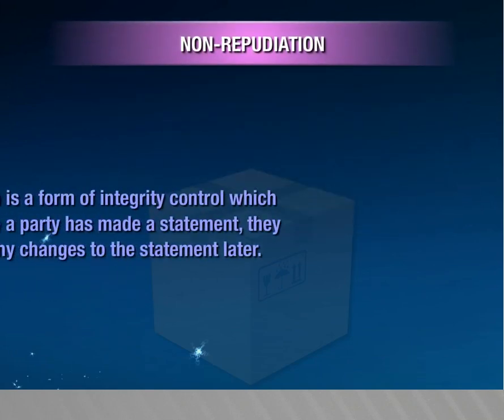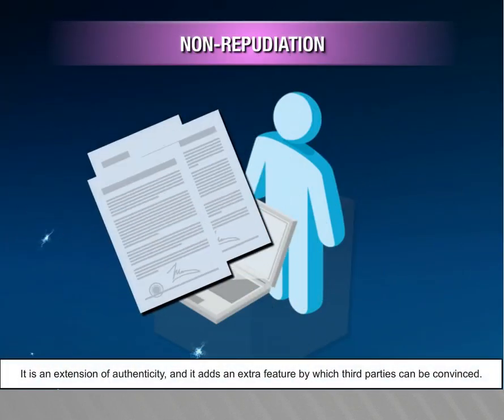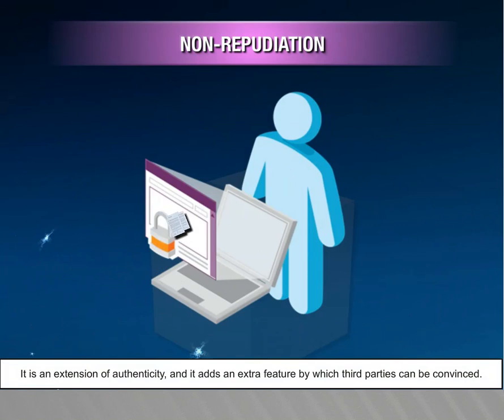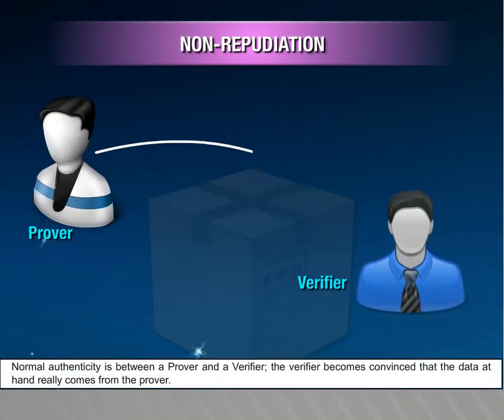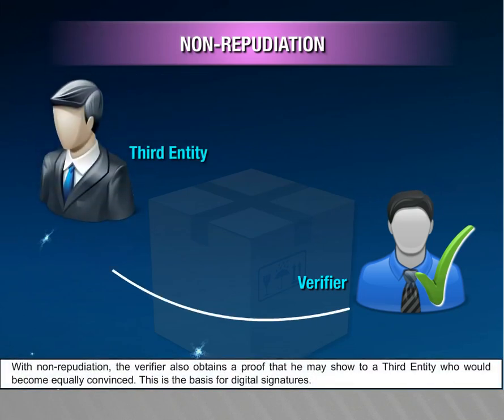Non-repudiation. Non-repudiation is a form of integrity control which ensures that once a party has made a statement, they cannot make any changes to the statement later. It is an extension of authenticity, and it adds an extra feature by which third parties can be convinced. Normal authenticity is between a prover and a verifier. The verifier becomes convinced that the data at hand really comes from the prover. With non-repudiation, the verifier also obtains a proof that he may show to a third entity who would become equally convinced. This is the basis for digital signatures.